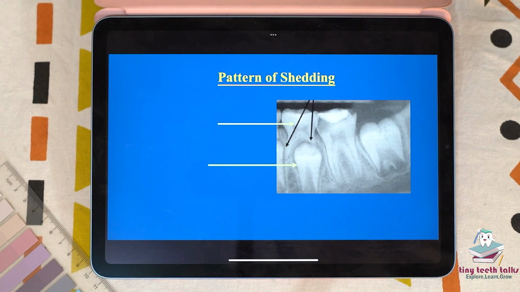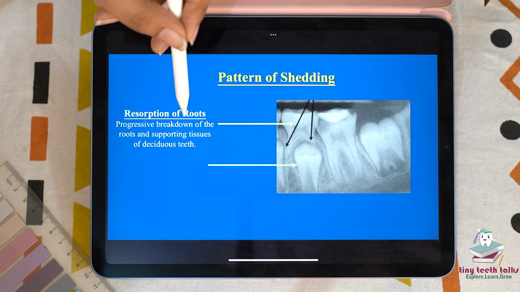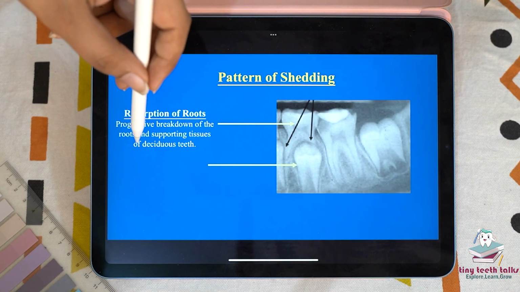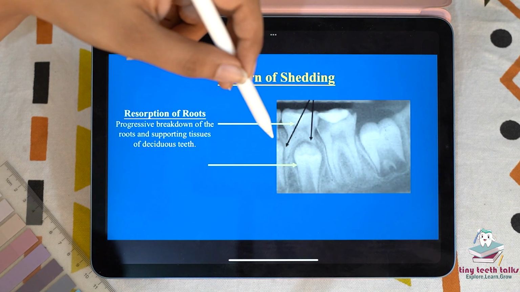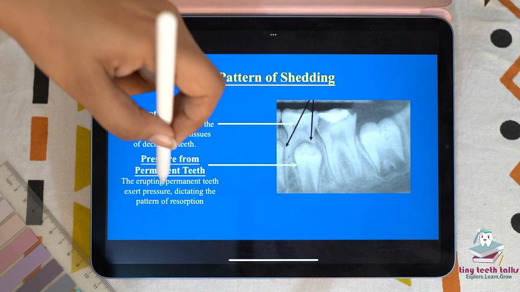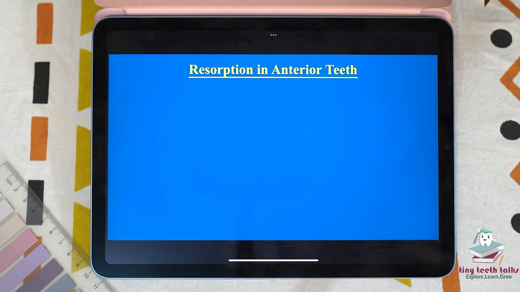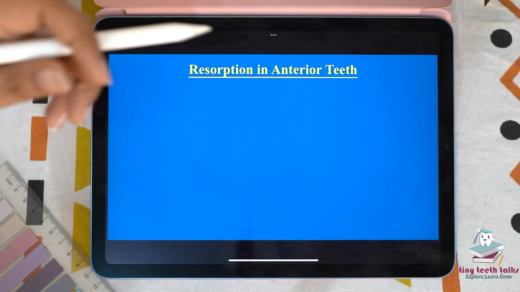The pattern of shedding involves two patterns that work together. First, resorption of roots, the progressive breakdown of the roots and supporting tissues of the deciduous teeth, and pressure from permanent teeth. The erupting permanent teeth exert pressure dictating the pattern of resorption. Now let's see how eruption works in two different regions, the anterior region and the posterior region. Let's start with the anterior region.